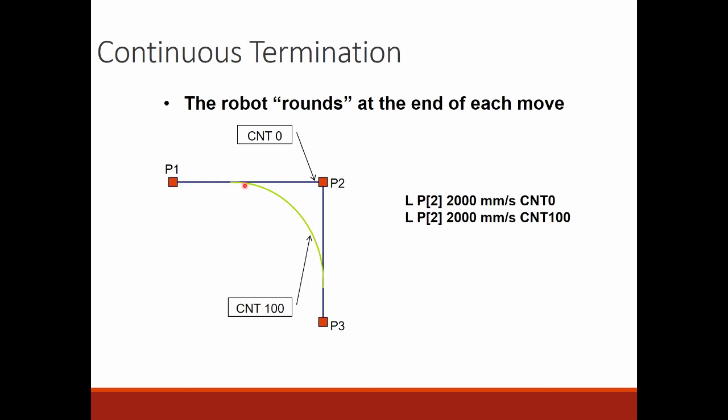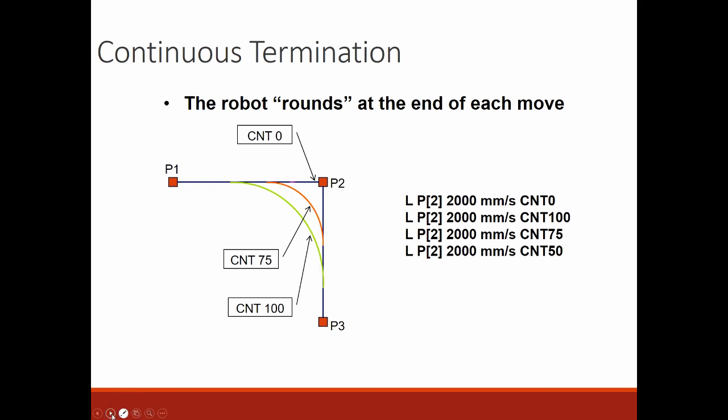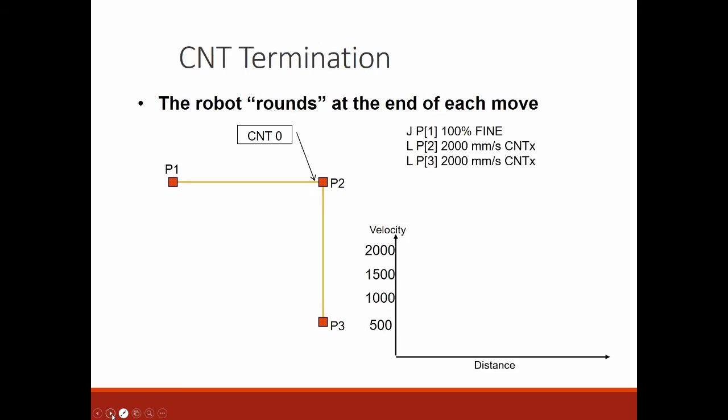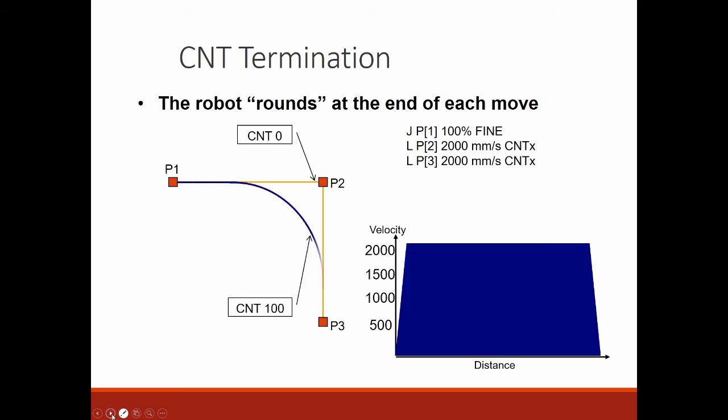So you can see how it does a rounded motion that is somewhat like a flyby of P2. If we did something that was more of a continuous 75, it slows down to 75% of the speed as it makes this motion by point 2 and continues on to point 3. Again, if we do one at 50, it gets even closer, and so on and so forth. Now let's look at what the velocity looks like for each of those.